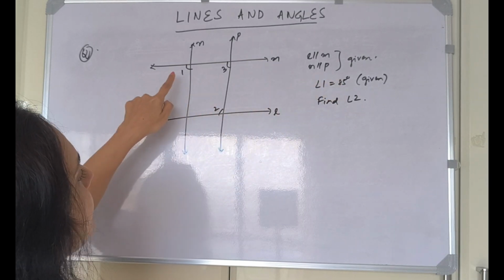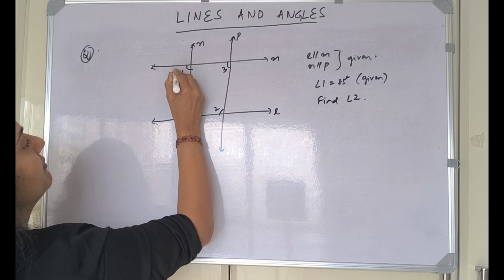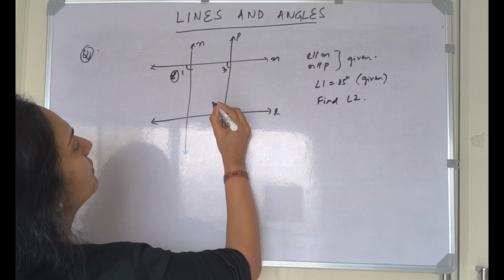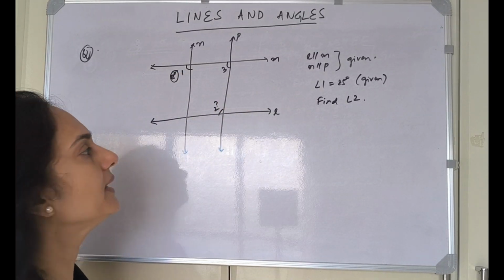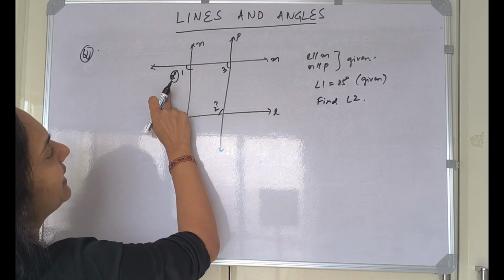Angle 1 is given to us as 85 degree. So this angle is given to us as 85 degree. We have to find out this angle, angle 2. How to get it? So what we can do? Now this angle is given as 85 degree.